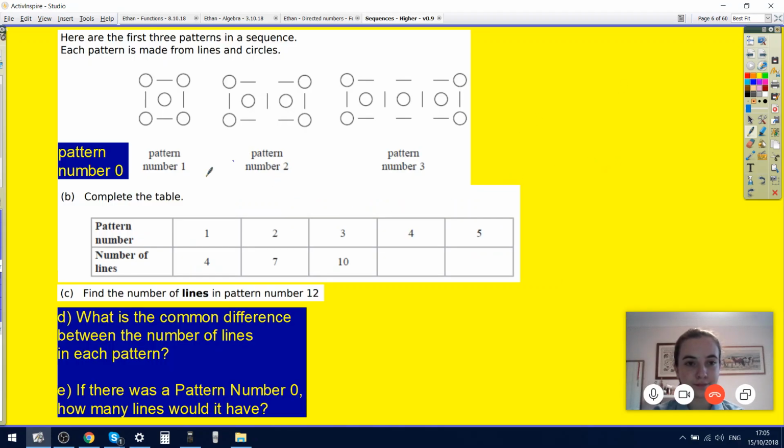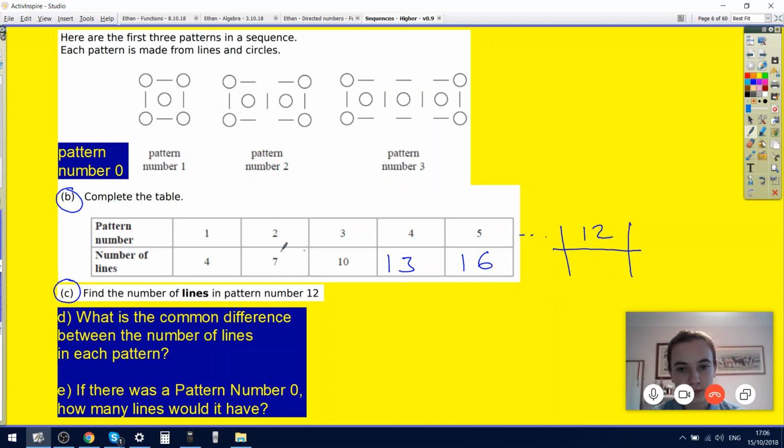Okay, this one, start with B, complete the table. 13. And then 16. Yeah. So they want you to find the number of lines in pattern 12. How would you do that? Would you continue the T? So that's going to take a while.